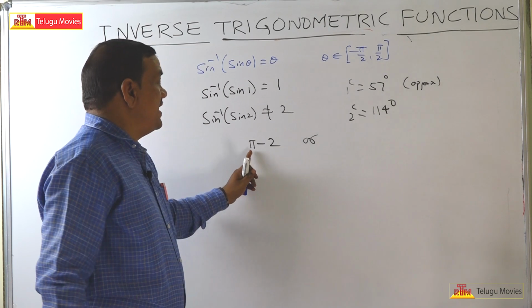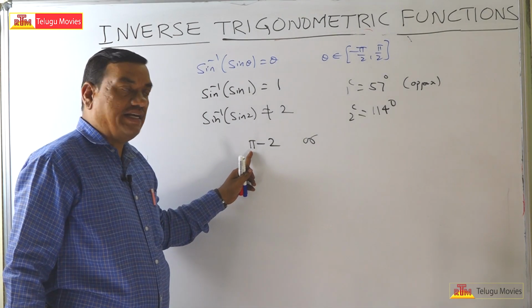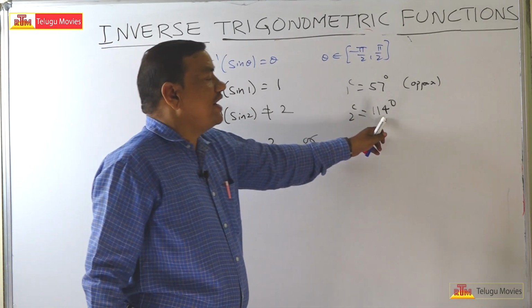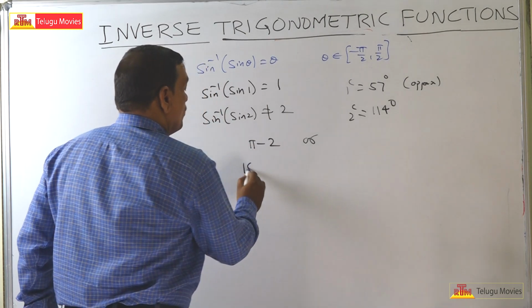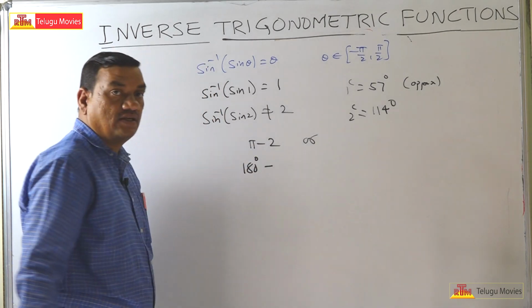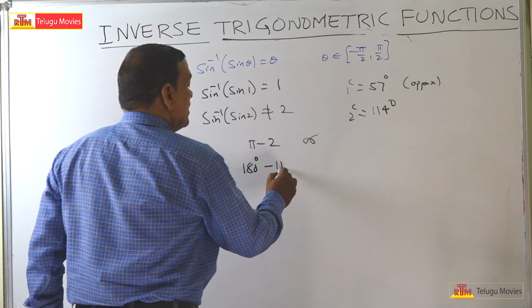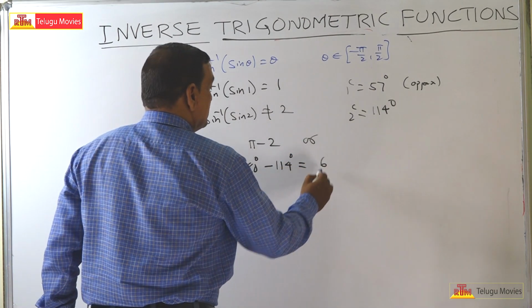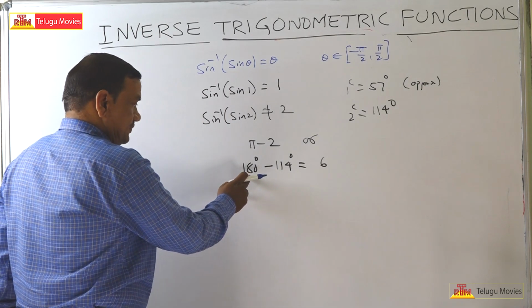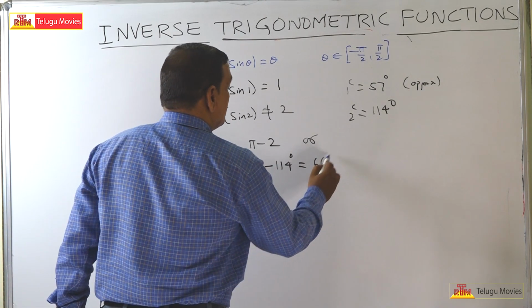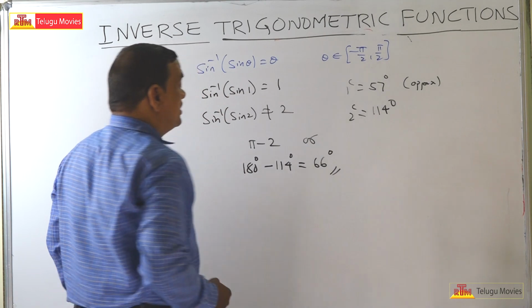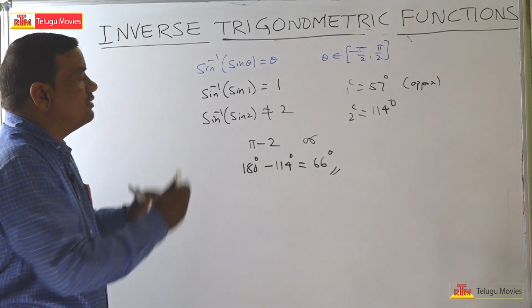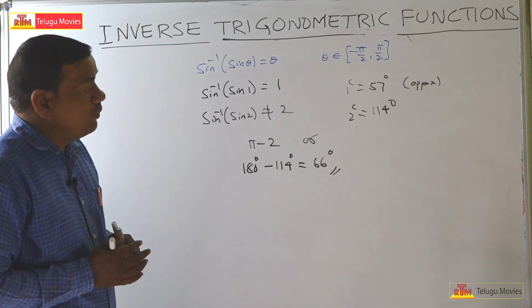Why? Pi radians means how much? 180 degrees. 180 degrees minus 2 radians means approximately 66 degrees. So this is nearly 60 degrees, which lies between minus pi by 2 to plus pi by 2.